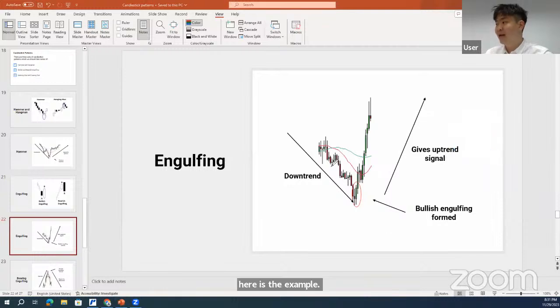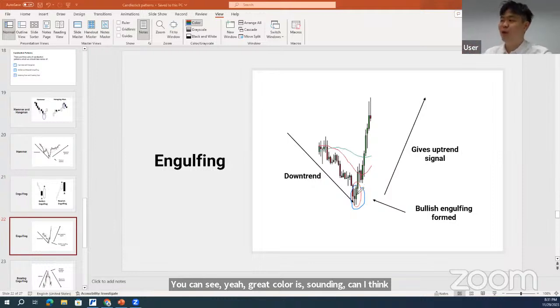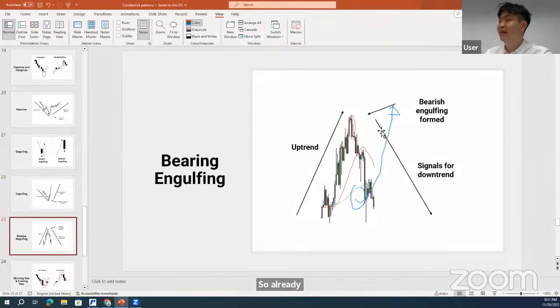You can see, red color is selling candlestick or bearish candlestick. After it's formed, the red color is smaller than the green color, which is the bullish candlestick. Overall trends keep going up, trend reversal already. Okay. And then same along with bearish engulfing.